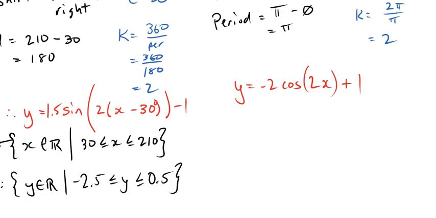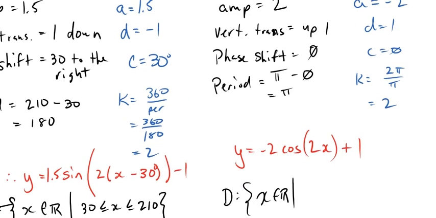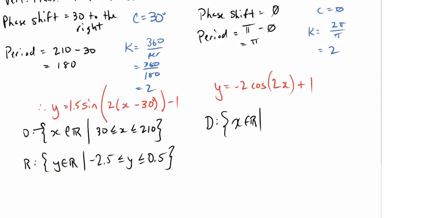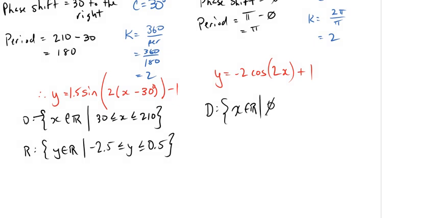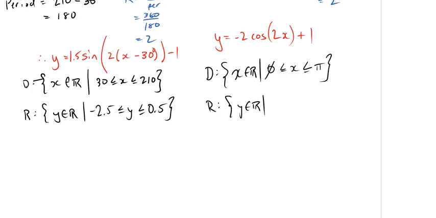Oh, we forgot to do domain and range of that one. X is an element of the real numbers such that, so what was my start? 0. What was my stop? Pi. That's pretty easy. 0 less than or equal to x less than or equal to pi. We already thought about all this, right? We've done all this work when we analyze it. So -1 to 3. It's just how do you write it?